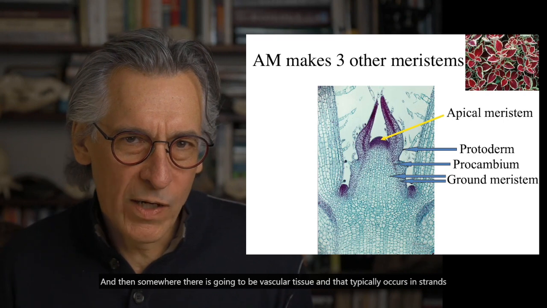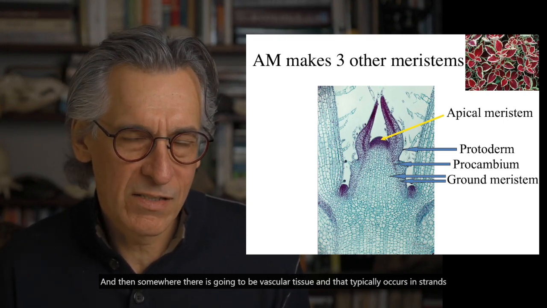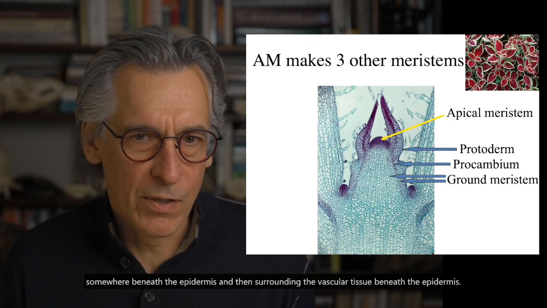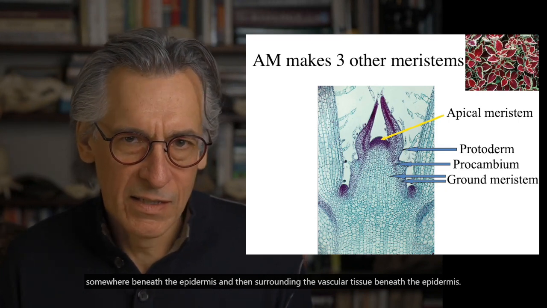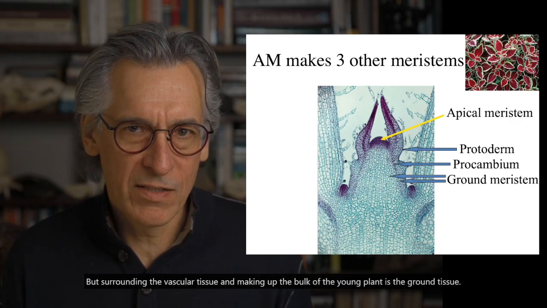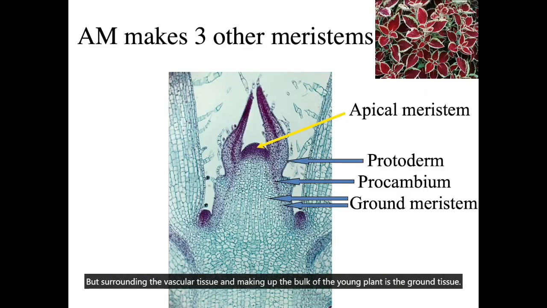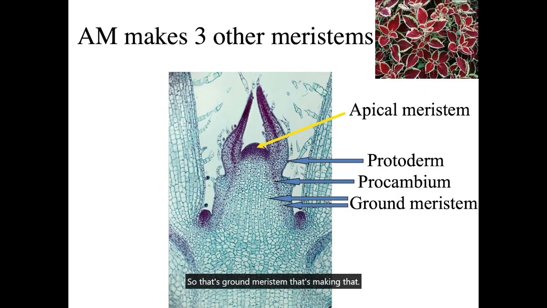And then somewhere there is going to be vascular tissue, and that typically occurs in strands somewhere beneath the epidermis. And then surrounding the vascular tissue, beneath the epidermis, and making up the bulk of the young plant, is the ground tissue. So that's ground meristem that's making that.